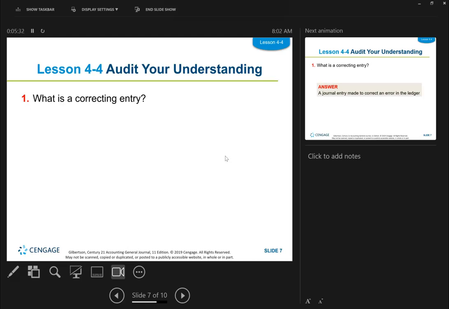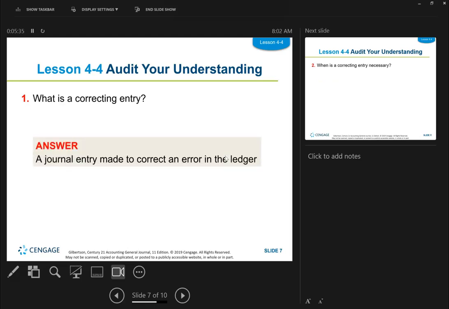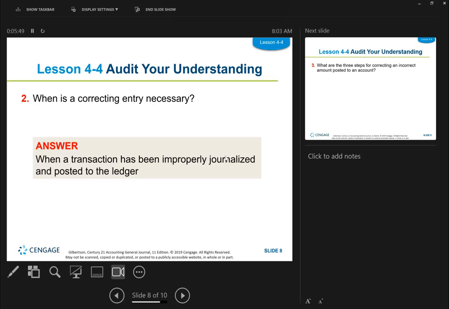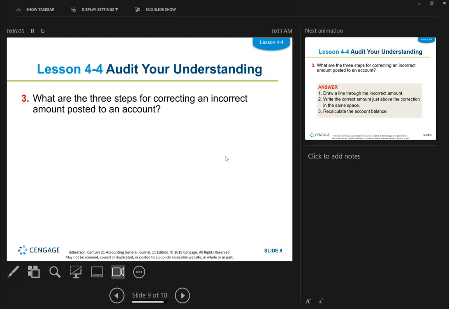So what is a correcting entry? Well, that's what we did in the journal, right? We use that journal entry to correct an error. When is a correcting entry necessary? Basically anytime you've made a mistake, either you've improperly journalized it or improperly posted to the ledger.